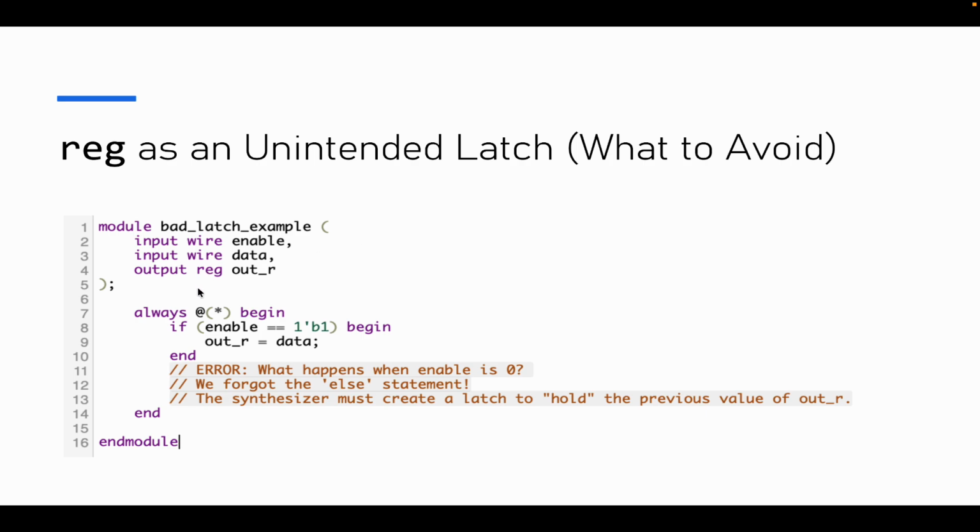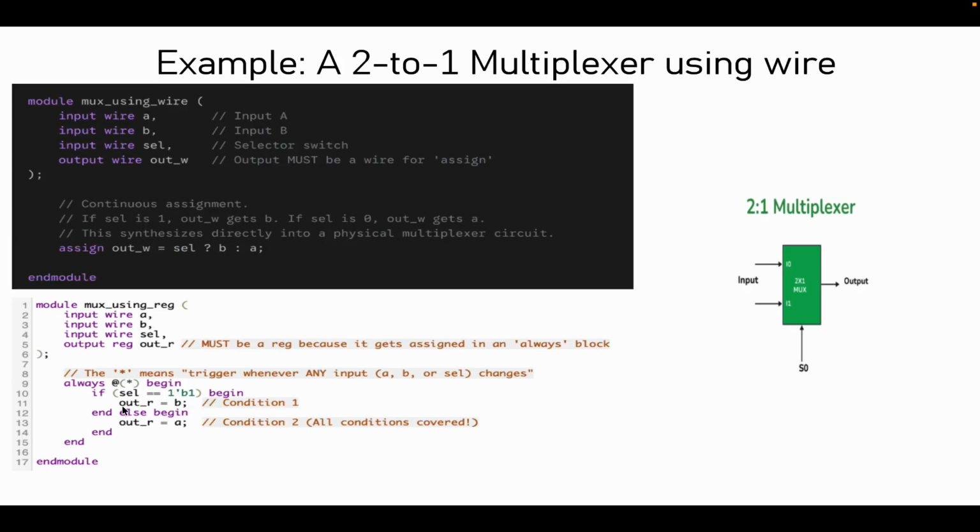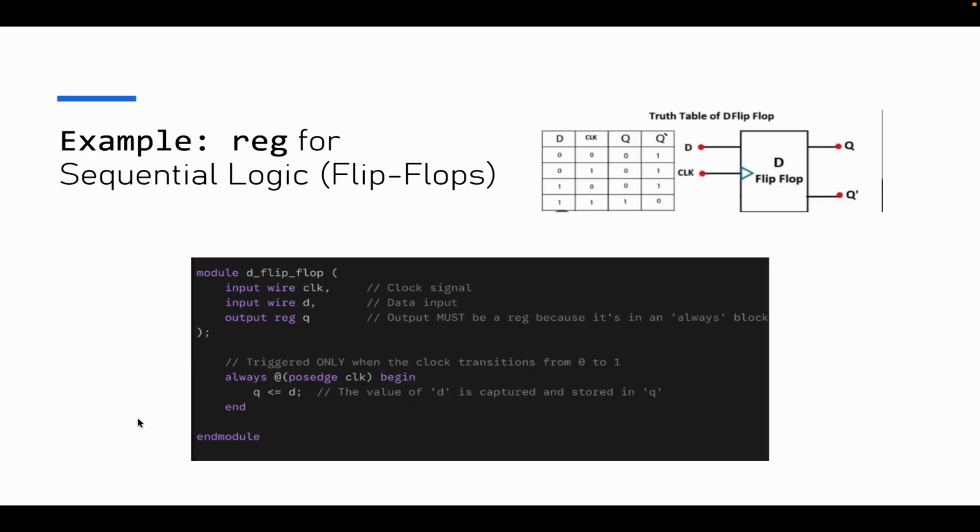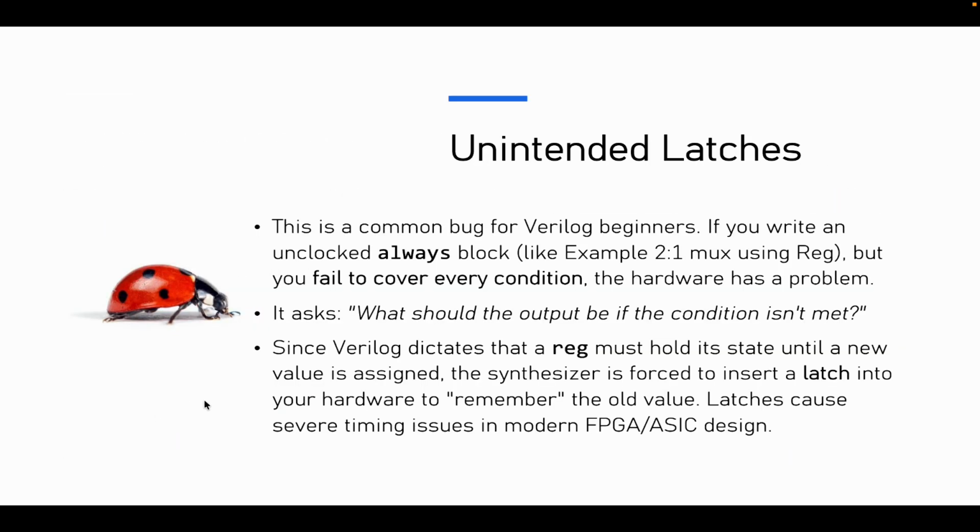Now we'll learn about latch, what happens in a latch. You have the same code which is similar to the 2:1 mux, but the thing is, in this we are not using the else statement. So what happens is the synthesizer must create a latch to hold on to the previous value of the output. Here we use the else condition. Let us see what it does.